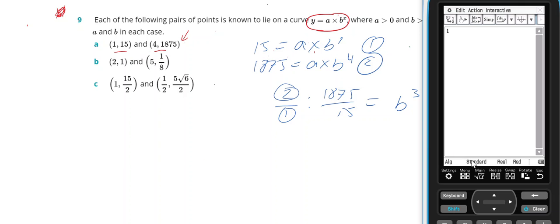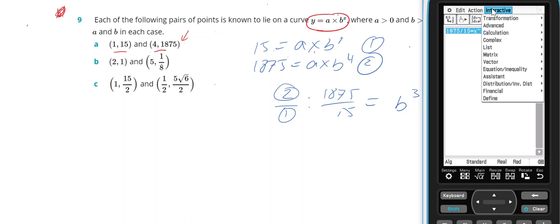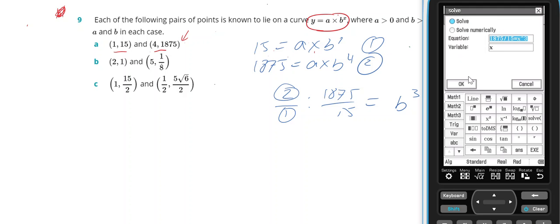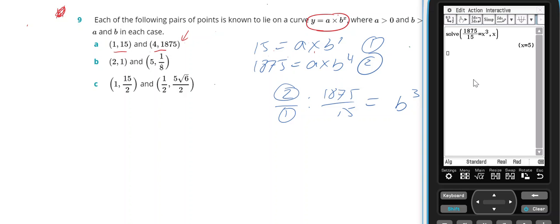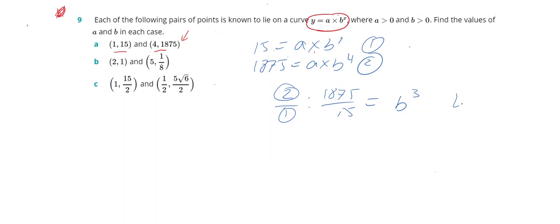Solve that on your CAS. 1875 divided by 15. These are big numbers, so you're not expected to know how to do this by hand. If they are small numbers, then you are expected to know how to do this by hand, but these are big numbers, so you're not. Solve, and as you can see, we get b equals 3.